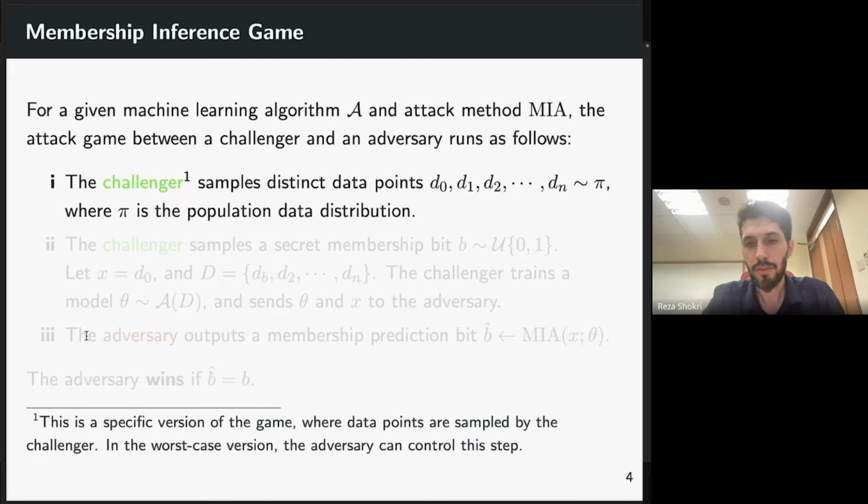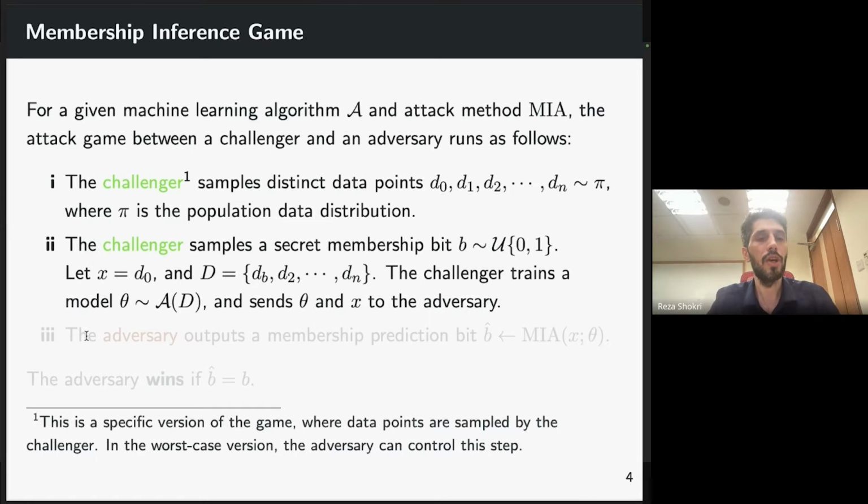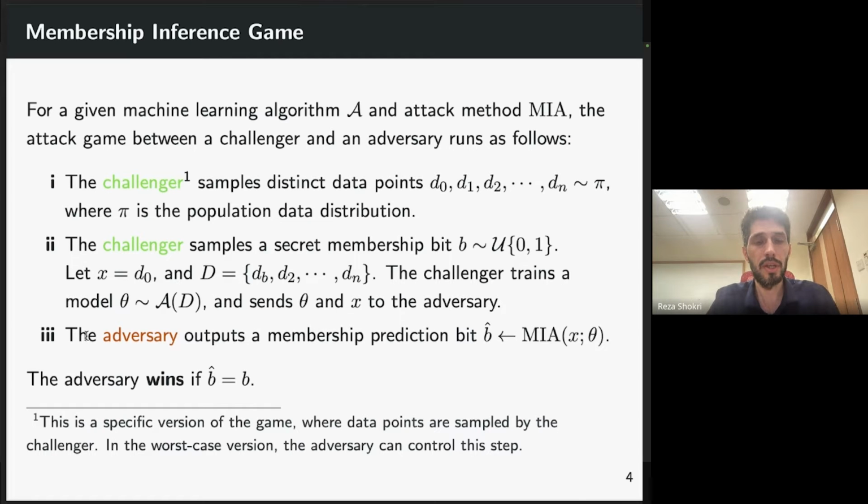In the typical case of designing these membership inference games, the challenger would choose a data set. In the worst case scenario, the adversary would choose the data. But then given that data, the challenger decides to include one particular data point in the data set when it trains a model on it, or exclude it from the data set. Without loss of generality, D0 or D1, one of them is going to be included in the data set and the other one will be excluded. D0 would be the challenge data point X. So this X and theta would be shared with the adversary, and the adversary runs an inference attack and determines whether that data point X was included or not. He wins if the guess is correct.